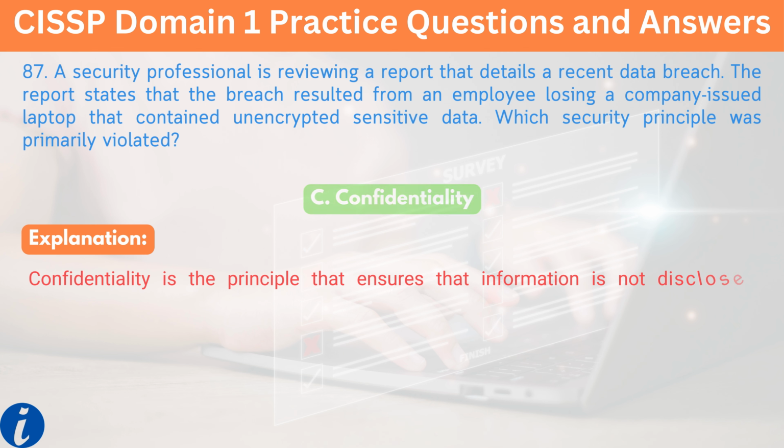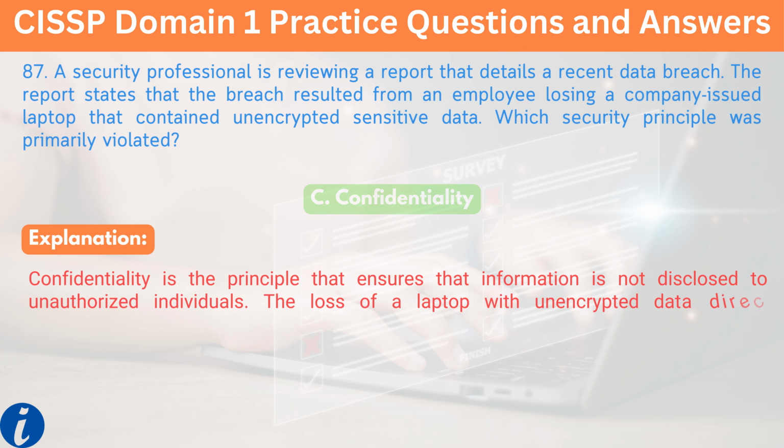Confidentiality. Explanation. Confidentiality is the principle that ensures that information is not disclosed to unauthorized individuals.